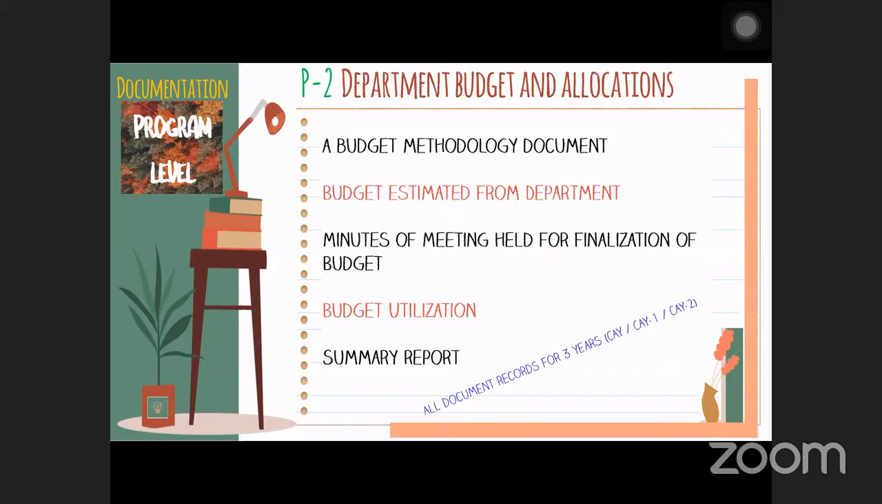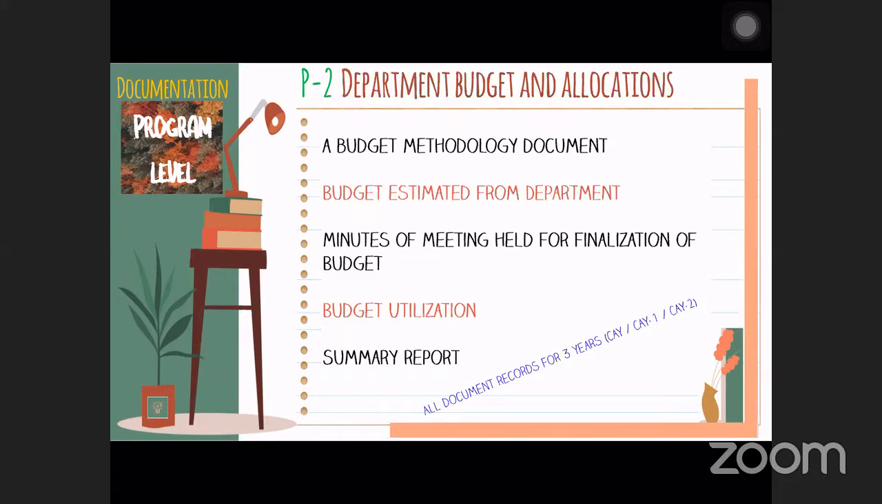Now, a methodology of budget has to be documented properly. So how a budget comes to the department, and once the budget comes to the department, how do we allocate the budget for the various heads under the department? So that methodology document has to be there in this file. Now the budget estimated from the department, that document has to be there. For finalization of the budget, there would have been meetings of the senior faculty or all the faculty as well as support staff in the department. So all the records of all such meetings, which are called minutes of the meeting, should be present in this file.